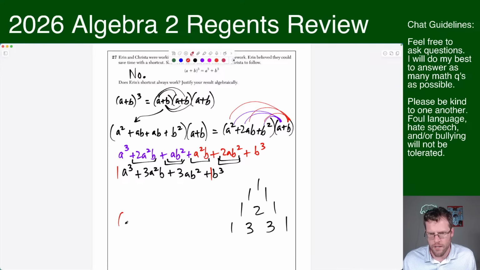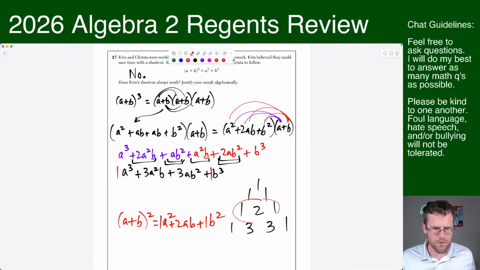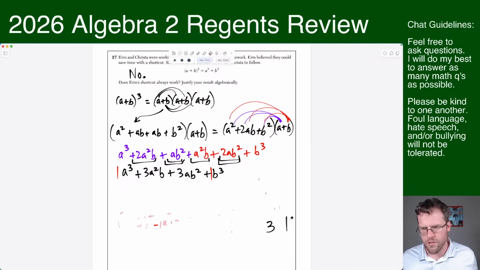If I wanted to see a plus b squared, that's going to be this row. And I would have an a squared, ab, and b squared term. And the coefficients would be 1, 2, and 1. So it's a nice little trick you could use to just expand binomials quickly, especially when their coefficients are both 1, like 1a and 1b. But just pointing that out.